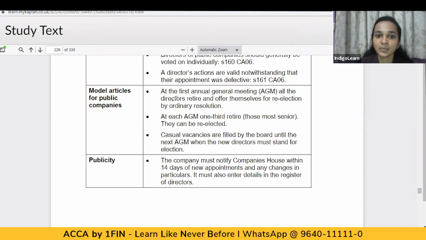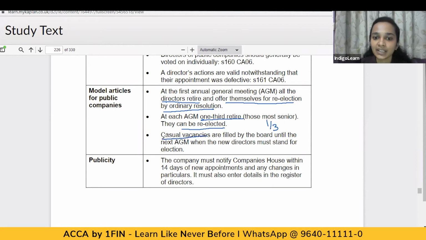Now, what happens at the first AGM of companies? At the first AGM, all the directors retire and offer themselves for re-election by ordinary resolution. So at the first AGM of the company, all the existing directors retire and offer themselves for re-election. That is, they can be reappointed as directors in the company. And at every subsequent AGM, one third of the directors retire and they can be re-elected. These would be the most senior ones. So one third of the directors retire and they can also be re-elected in the same AGM itself.